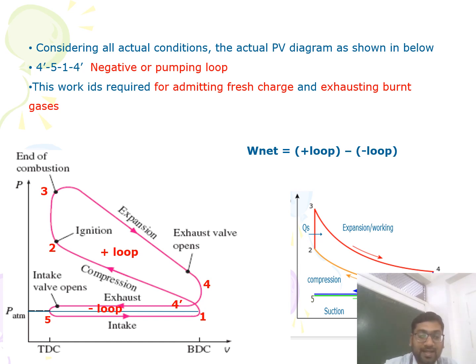So due to this negative loop and positive loop, the work done by the engine is ultimately decreased, and the net work done is the work created by the positive loop minus the negative loop. That means whatever work is consumed during the pumping of charge and exhaust. So as you can see, this is a charge.